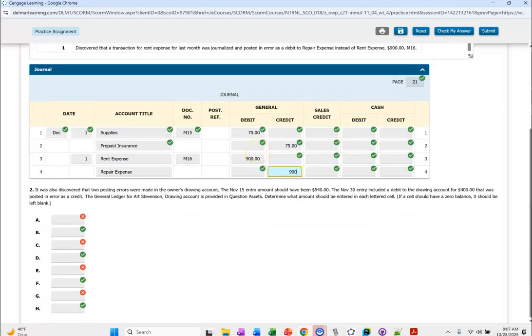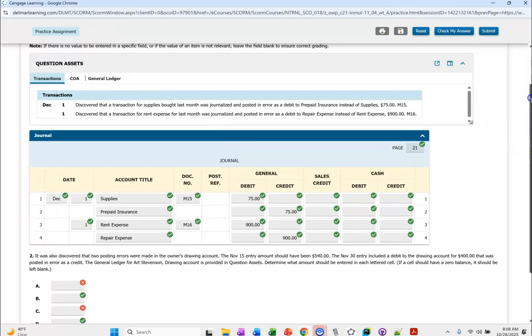And then it says it was also discovered that two posting errors were made in the owner's drawing account. The November 15th entry should have been $540. The November 30th entry should have included a debit to the drawing account for $400 that was posted in error as a credit. The general ledger for Art Stevenson drawing account is provided in question assets. Determine what amount should be entered in each lettered cell. If a cell should have 0 balance, just leave it blank. Okay, let's just check that. Great.